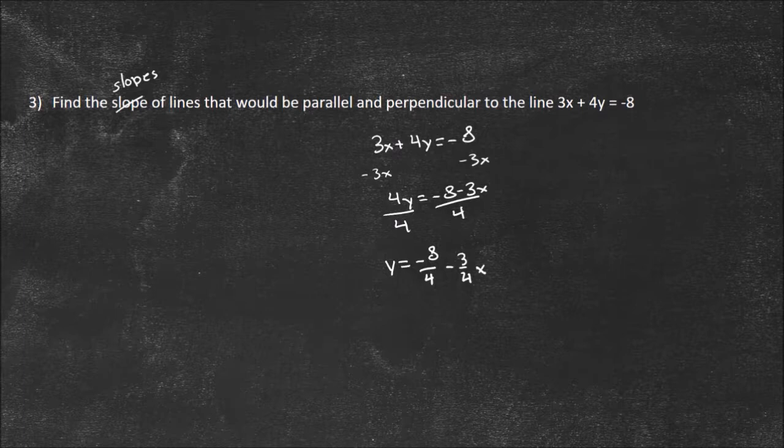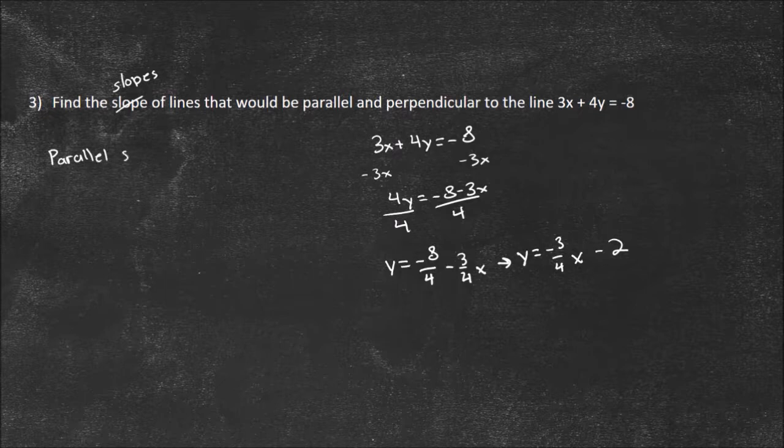Let's reorder it to where it looks like y equals mx plus b. y equals negative 3/4 x. Then what is negative 8 divided by 4? Well, that's just minus 2. Okay, so that's the original line. So for a parallel line, the slope has to be the same as the original. So the parallel slope is going to be negative 3/4.